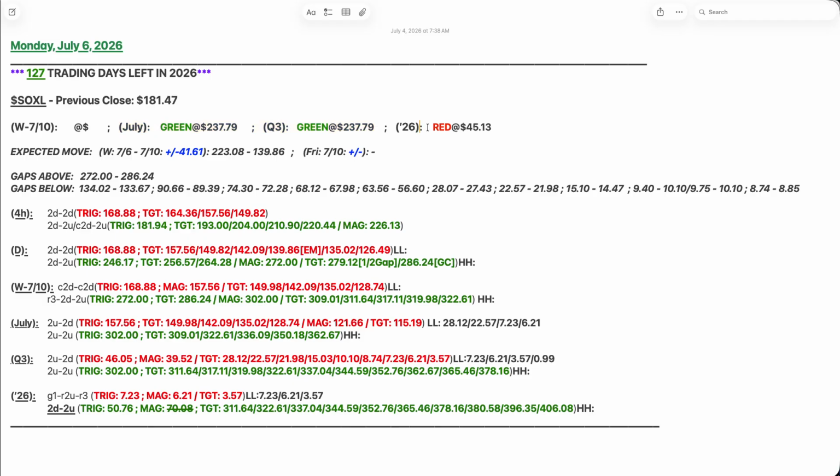If we make a higher low at or above opening print, at or above this range here, then that would obviously take us into new all-time highs, and doubling the range would take us up to probably this 350 level. So we're halfway through the year.